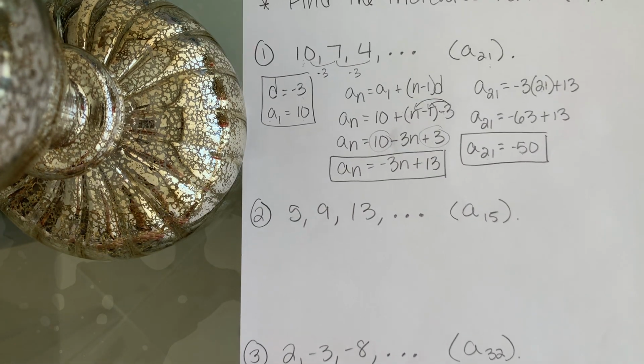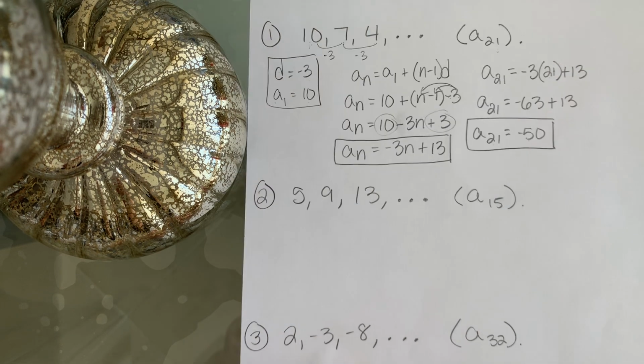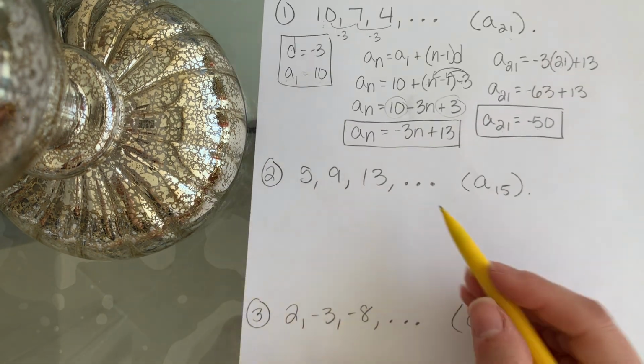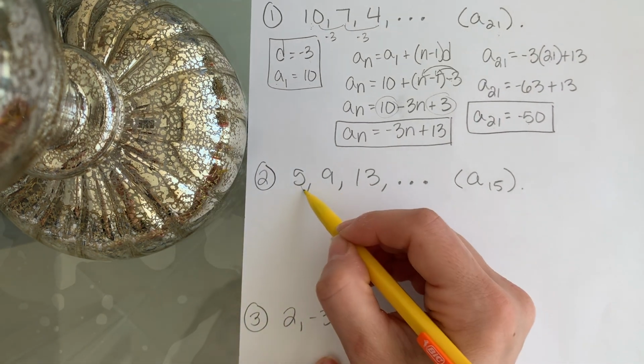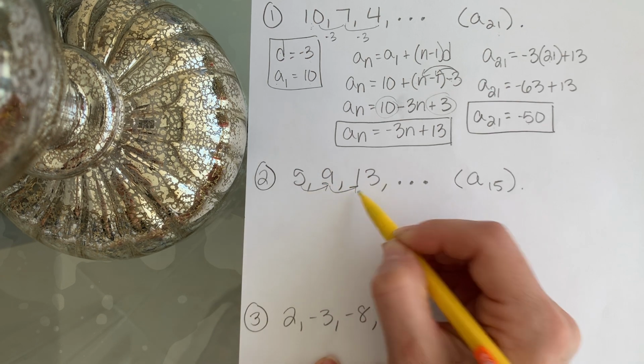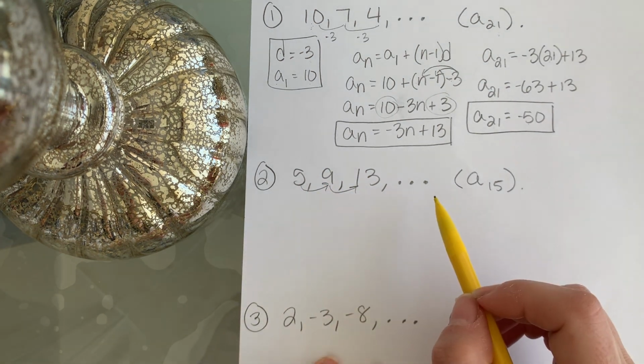So the 21st term in this sequence is -50. Okay, let's do another. So now we have a new sequence. It goes from 5 to 9, 9 to 13. So it looks like the sequence is going up.